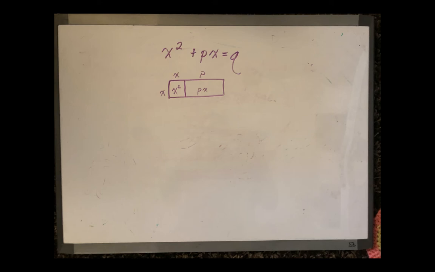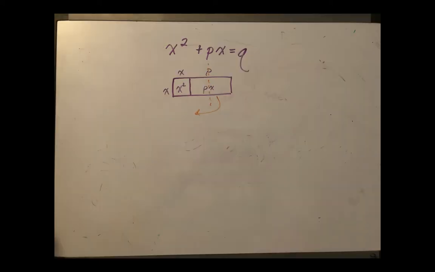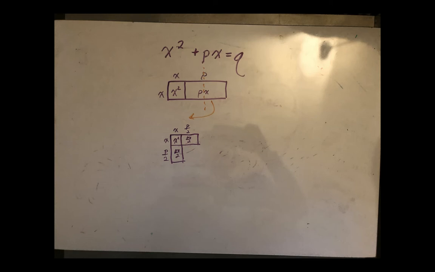got x as the length of one side and x plus p as the length of the other. So the total area is x squared plus px, which is equal to q. Now we're going to cut that px chunk in half and move half of it down to the other side so that we now have that lovely L shape with two sides the same length, x plus p over 2.